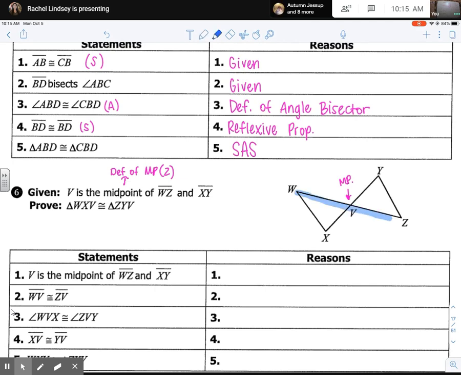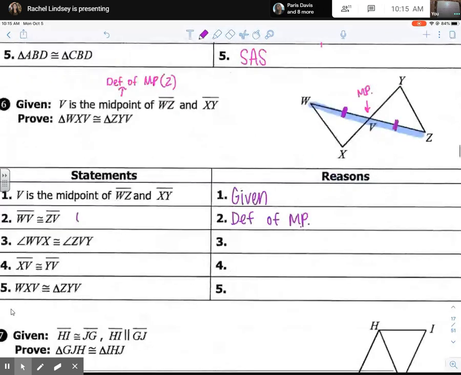So what does that mean about WV and VZ? They are congruent. So if I'm looking at statement 2, it says WV is congruent to ZV. I know that because of what? Definition of midpoint. How do I know that first statement was true? Because it's given. So I've already proven a side's congruent.